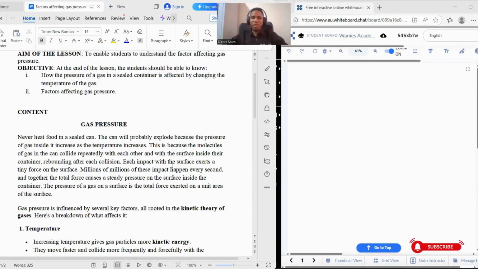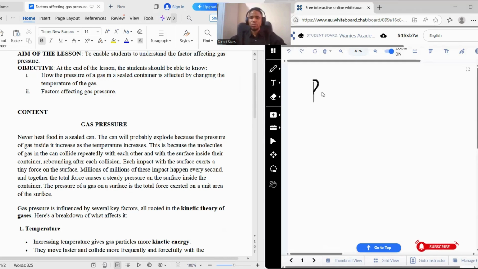Each impact with the surface exerts a tiny force on the surface. Millions of these impacts happen every second, and together, the total force causes a steady pressure on the surface inside the container, while this pressure on the surface is exerted over a unit surface area. That is why we have pressure equals force over area.